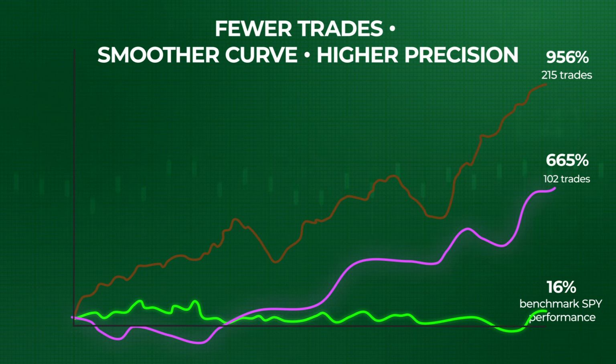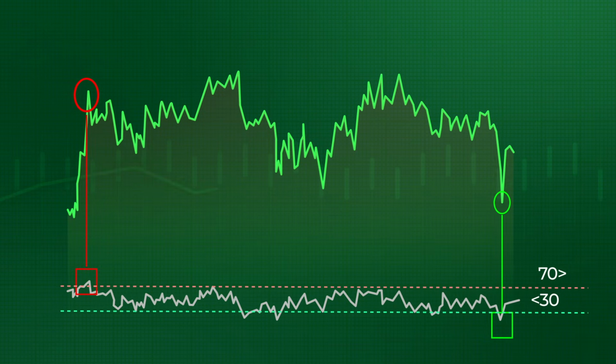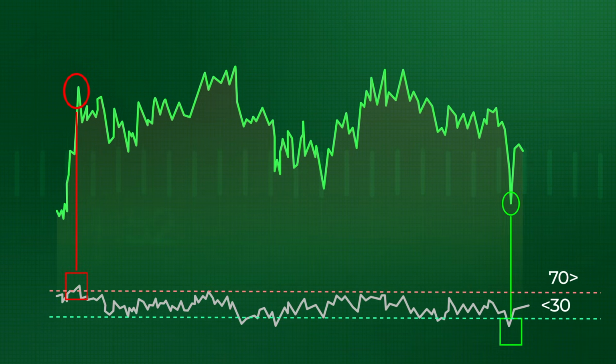In fact, the curve became much smoother. The swings were smaller, the equity line steadier. And even though the total return decreased, the number of trades dropped by more than half for a return above 600%. That's the power of filtering. Less noise, more precision. We've just seen how a stock-based filter like the RSI can help clean up the signal.